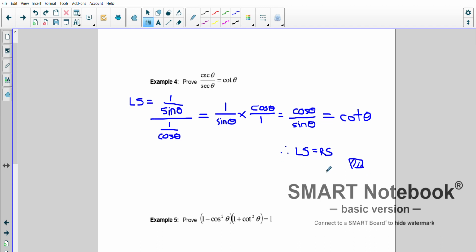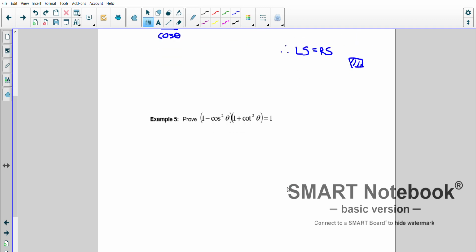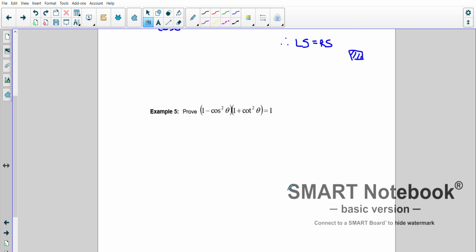Done. Alright, next one. Well, first thoughts is I'm not going to work with the right side. There's not much to do here. I see a 1 minus cos squared theta. That's familiar. I know that that equals sine squared theta, so maybe that's a good place to start. And there's not really much else I can do here.